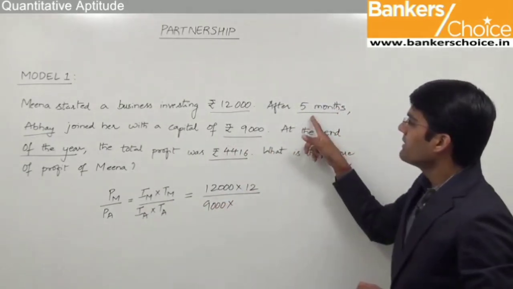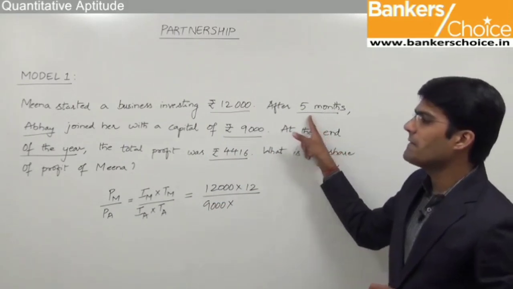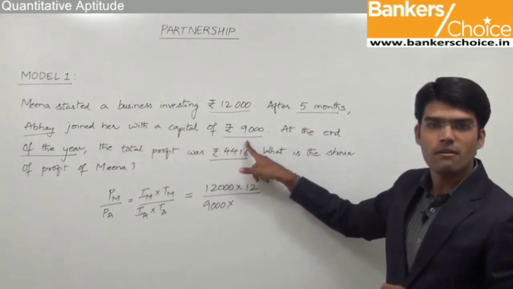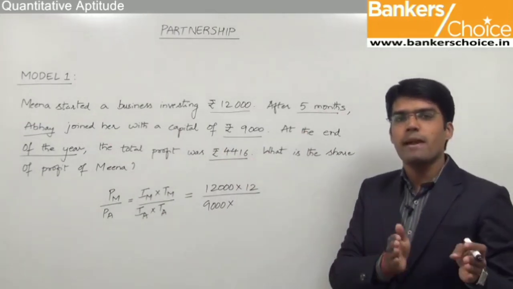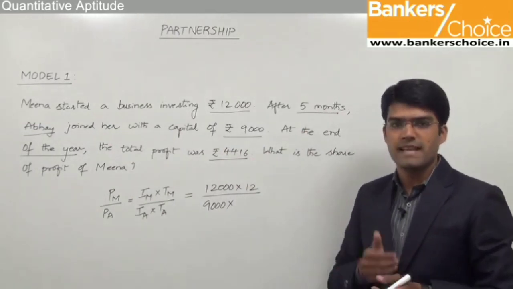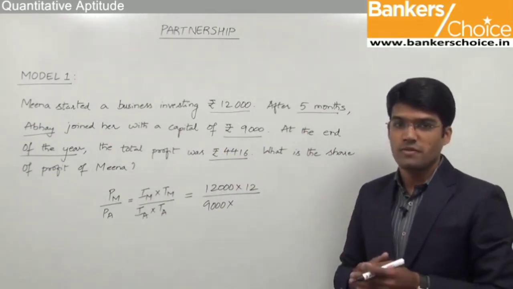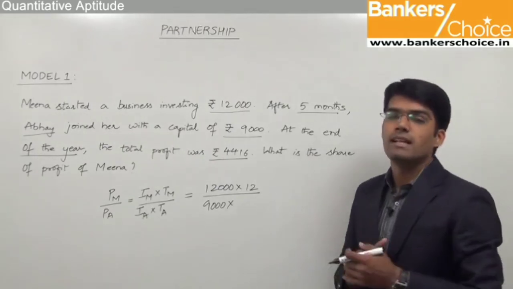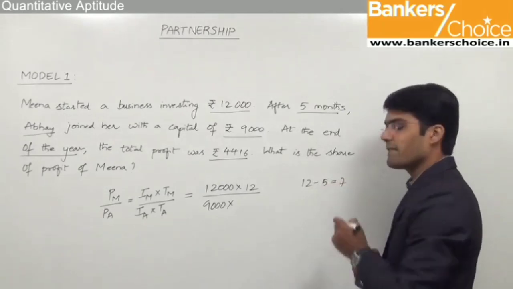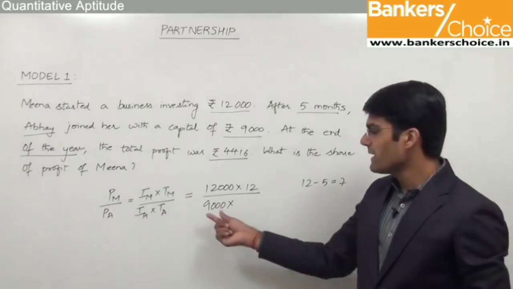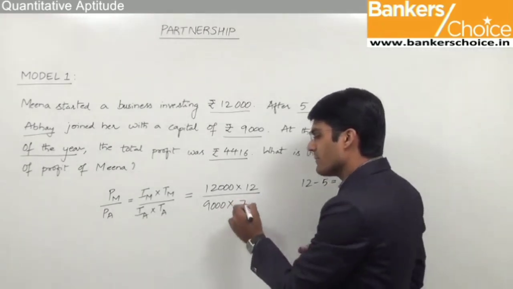As you can see here, the question says after 5 months Abhay joined with the capital of 9,000. That means in the total period of 12 months, Abhay was not present for the first 5 months as he has joined after 5 months. So very clearly he was present only for the last 7 months. That is nothing but 12 months minus 5, which is 7 months. So Abhay's investment of 9,000 was present for 7 months.